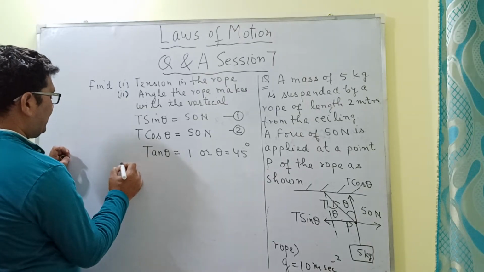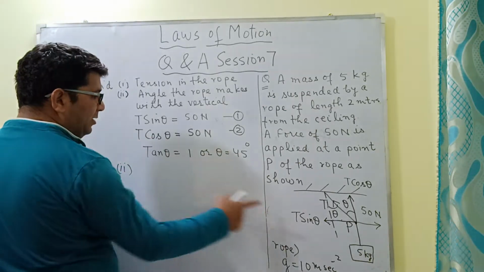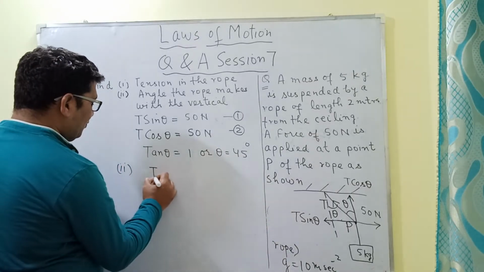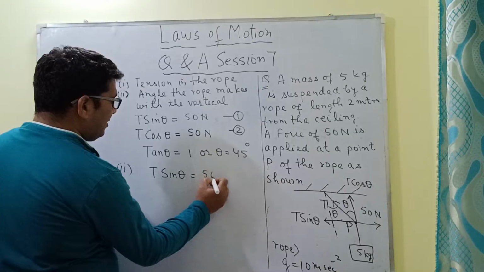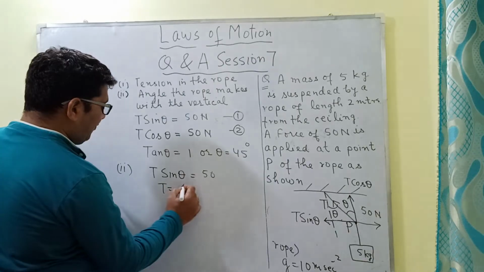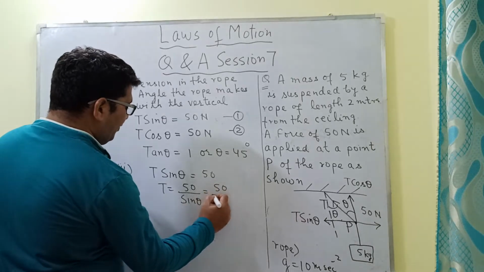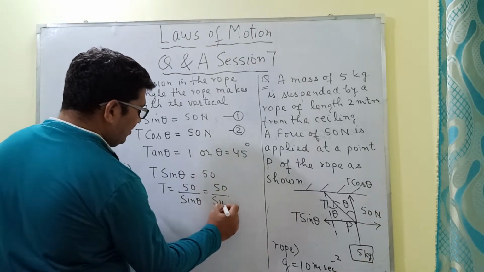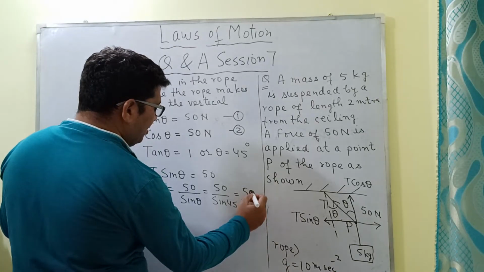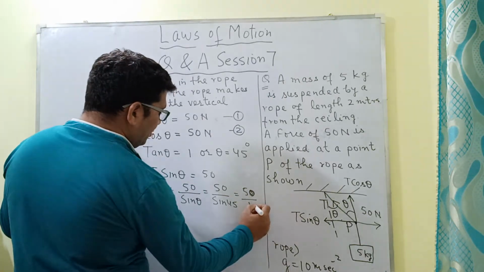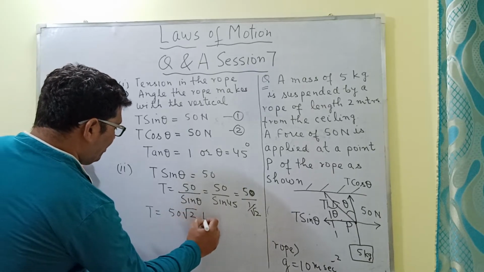सेकंड पार्ट है, we have to find the tension in the string. तो tension in the string हम निकाल सकते हैं. Since we have found the value of theta, that is equal to 45 degree, we can put this value in any one of these equations. So T sin theta is equal to 50 है. Now T will be equal to 50 divided by sin theta, which is equal to 50 divided by sin 45. Now sin 45 क्या होता है मेरा? This is equal to 1 by root 2. So tension in the string will be equal to 50 root 2 newtons.